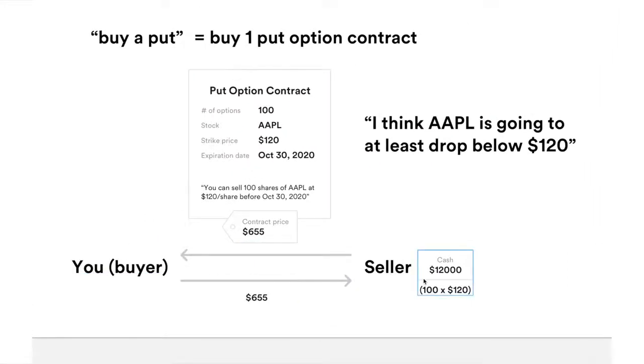If you're buying the put, that means you're the buyer, which means there will be a seller who sells you the put. I'm not going into details on the seller side because that's a video for another time. All you have to know is the seller needs to have some cash. In this case, it will be 12K as collateral.